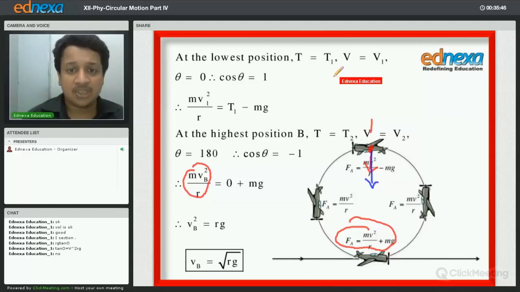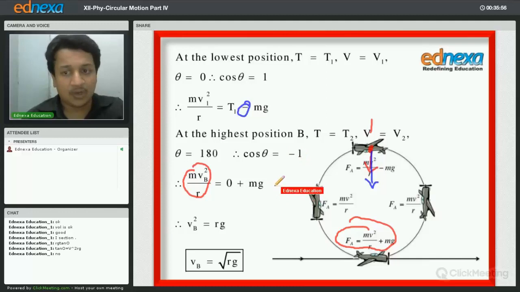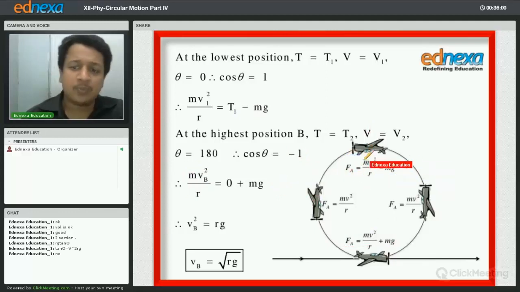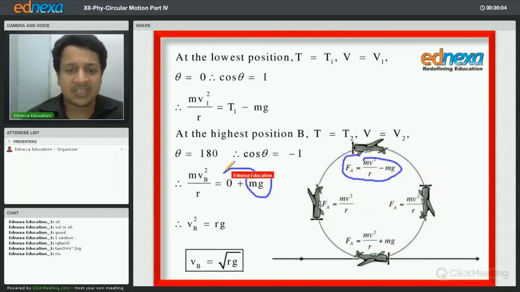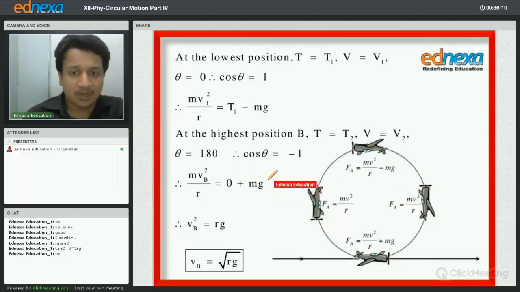Now why plus mg? Over here minus 1, no? Minus 1 and minus 1 plus 1. So plus mg. Is it right? If you want to find out the formula for tension, which we are going to find out later, the formula for tension at topmost position is tension is equal to centripetal force. This mg will move towards that side. It will become minus mg. Now, this is the formula which is in front of us.